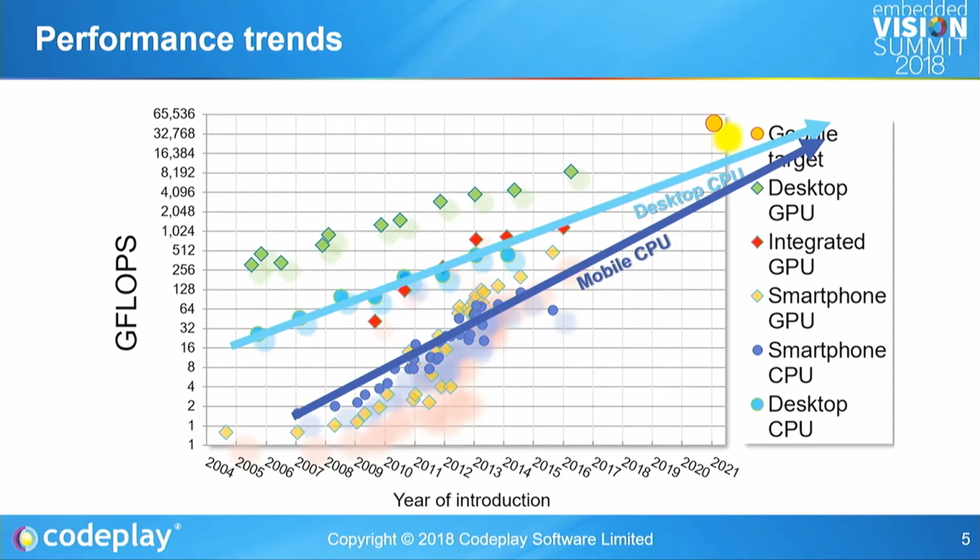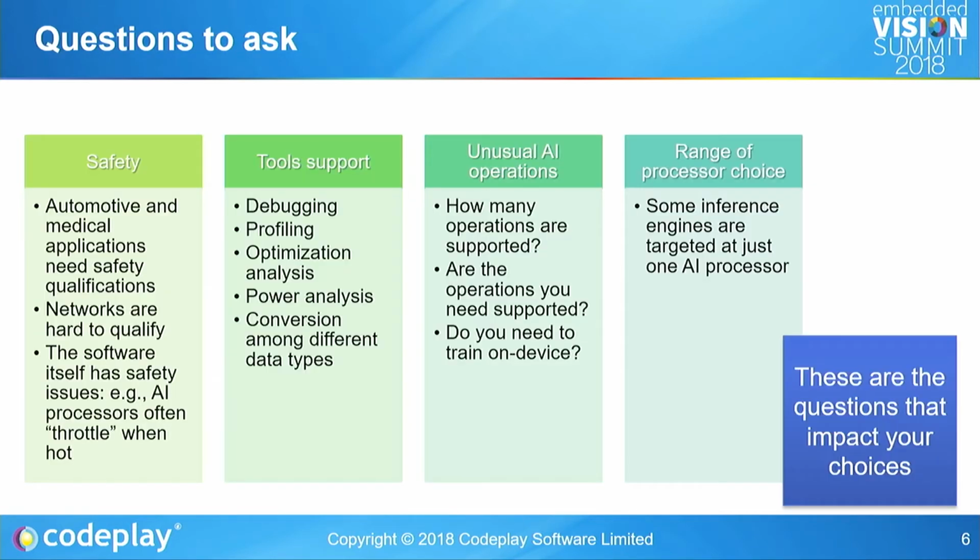So let's try and understand the problem at first. Why is there a problem? This is a slide based on looking at the raw performance figures of various different processors. And you'll see what I've stuck at the top there is a target that Google set a few years ago.